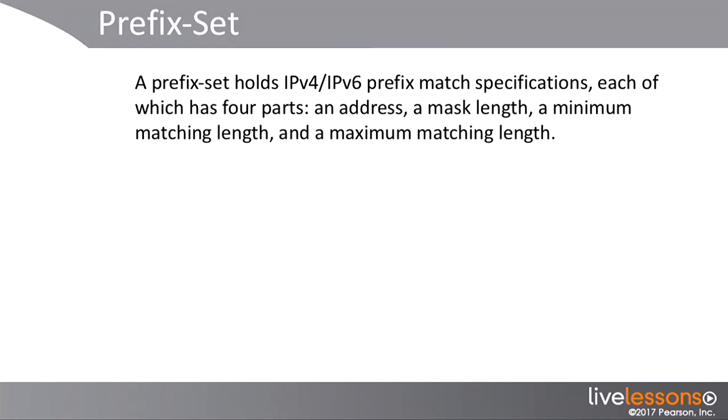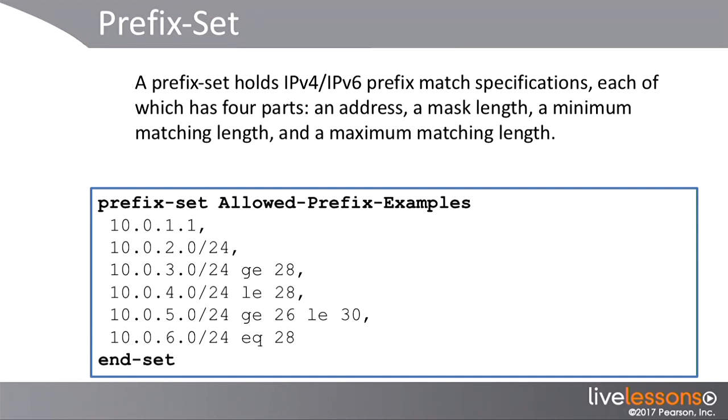Prefix set. A prefix set holds IPv4 prefix match specifications, each of which has 4 parts. So you can have an address, a mask length, a minimum matching length, and a maximum matching length. In this example, you can see you have a prefix 10.0.1.1, which is just an IP address. Then you have a mask length as well for another prefix, 10.0.2.0/24. You can use the less than and greater than operations to define the minimum and maximum length for matching prefixes in the prefix set.